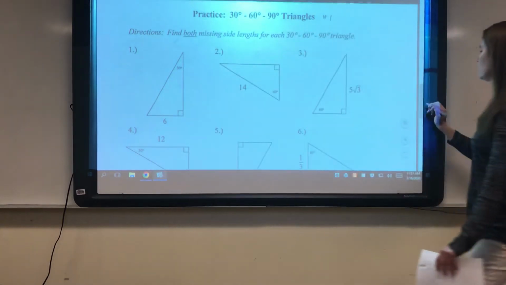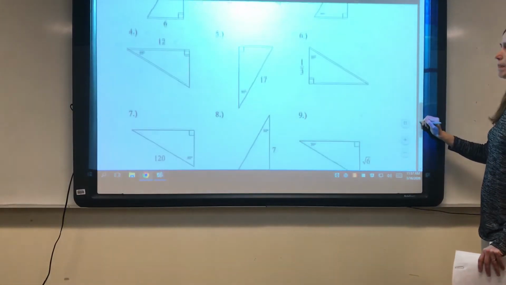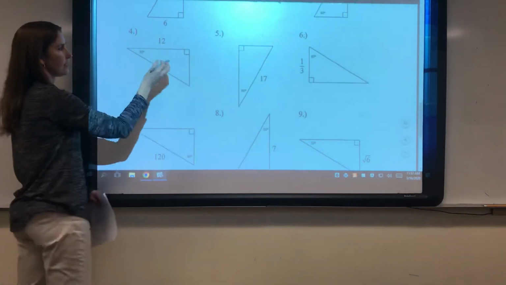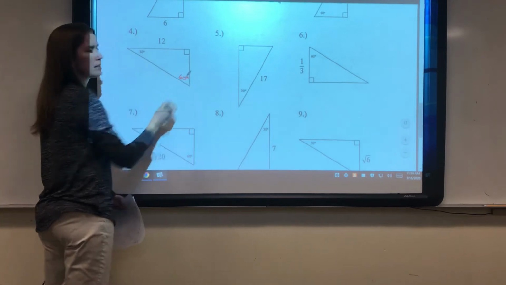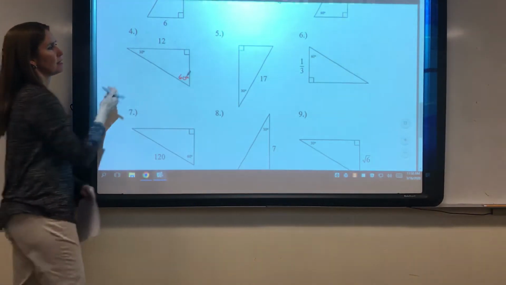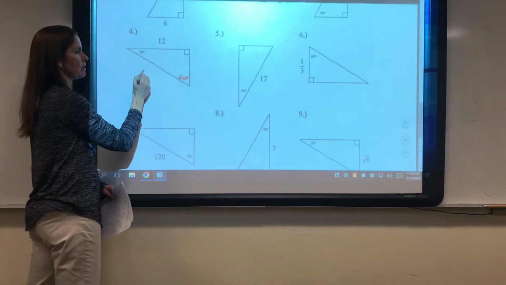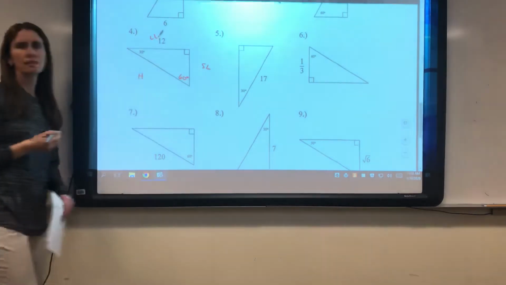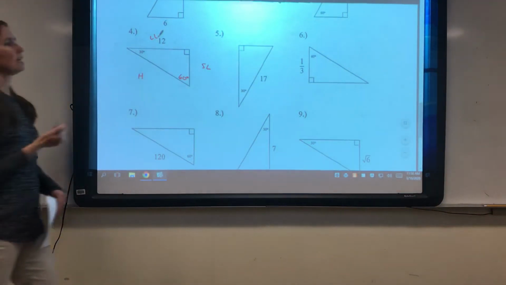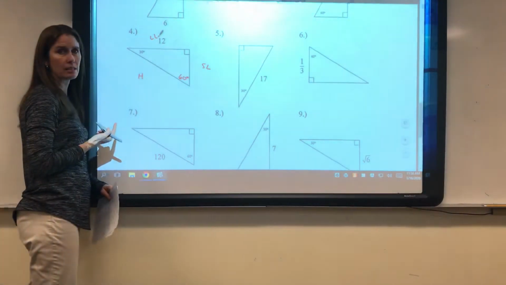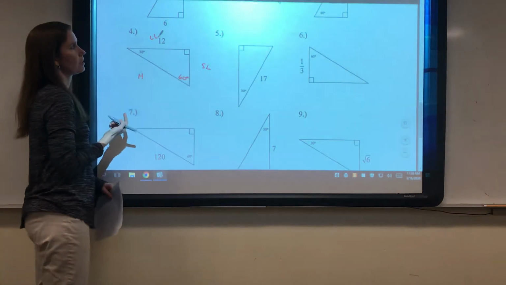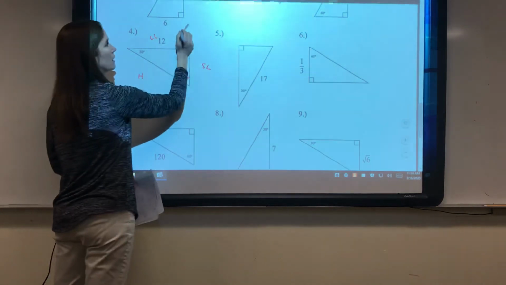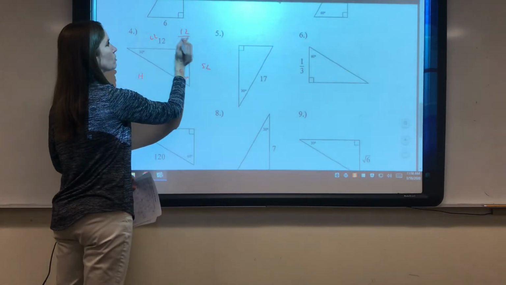So if we go ahead and get that moved up, then in this case, again, here's our 90, here's our 30, here's our 60. And again, across from the right angle is the hypotenuse, across from the 30 is the short leg, across from the 60 is the long leg. So again, I know the long leg this time, and I am trying to get the short leg. So I know I'm going to divide, and I need to divide by square root of 3. So 12 divided by square root of 3.